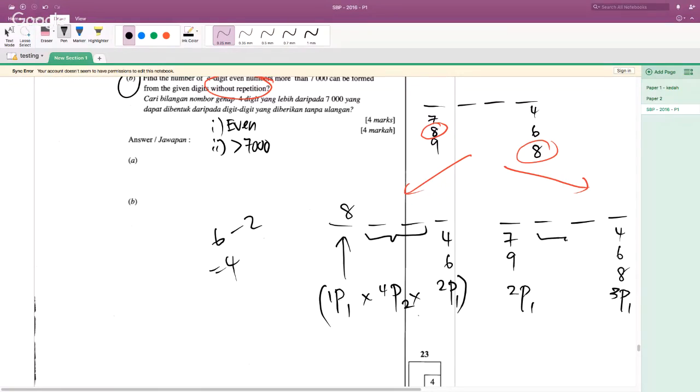And the middle one still has 2 slots. I still have 4 numbers left. So from the 4 numbers, I have to choose 2 to put in the 2 slots here. I multiply, and then I add both of the answers. This is how we solve this kind of question.